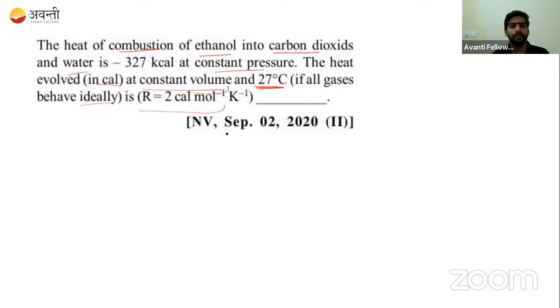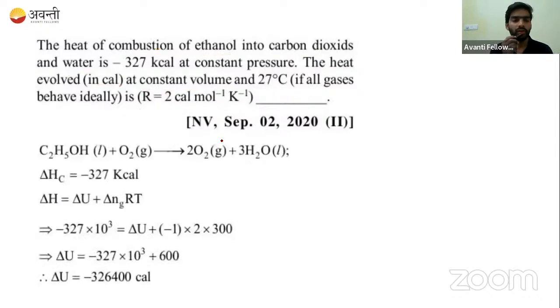You have to remember here, if you are dealing with joule, take the gas constant value as 8.314 joule per Kelvin per mole. But if you are dealing with calorie, take the R value as 2 calorie per mole per Kelvin, not 8.314. So what is it asking? What will be the heat evolved at constant volume? Moving on to the question, this is our ethanol combustion.